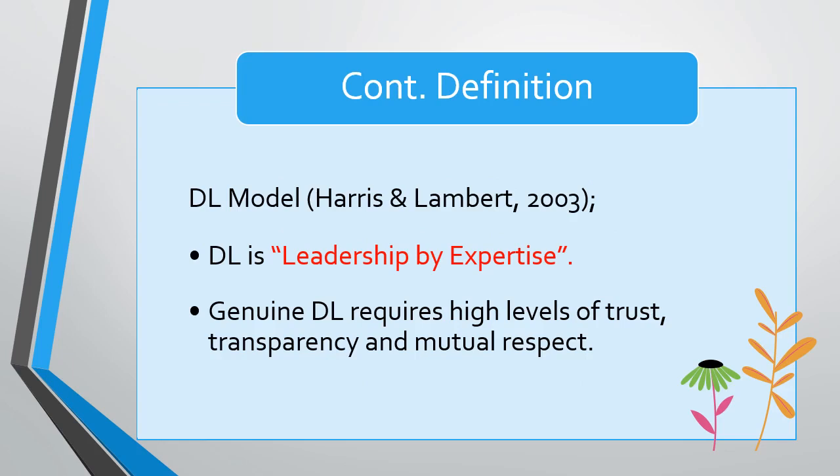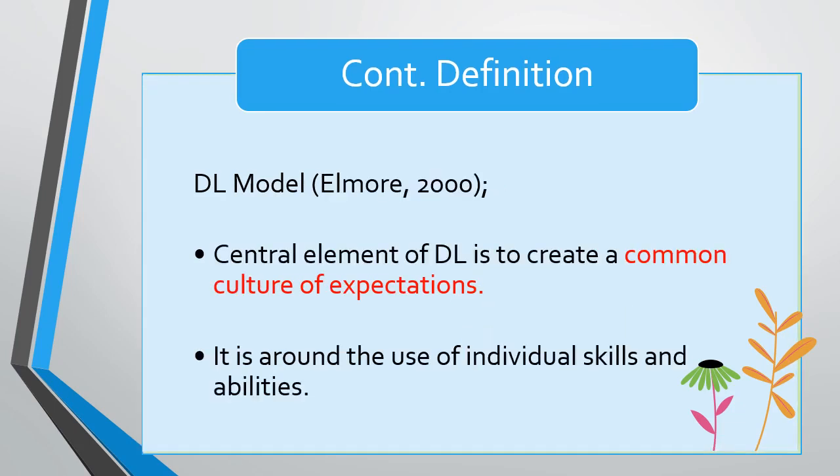Distributed leadership model, according to Harris and Lambert 2003, holds that distributed leadership concentrates on engaging expertise wherever it exists. Genuine distributed leadership requires high levels of trust, transparency, and mutual respect. Distributed leadership model, according to Elmore 2000, admits the central element of distributed leadership is to create a common culture of expectations around the use of individual skills and abilities.